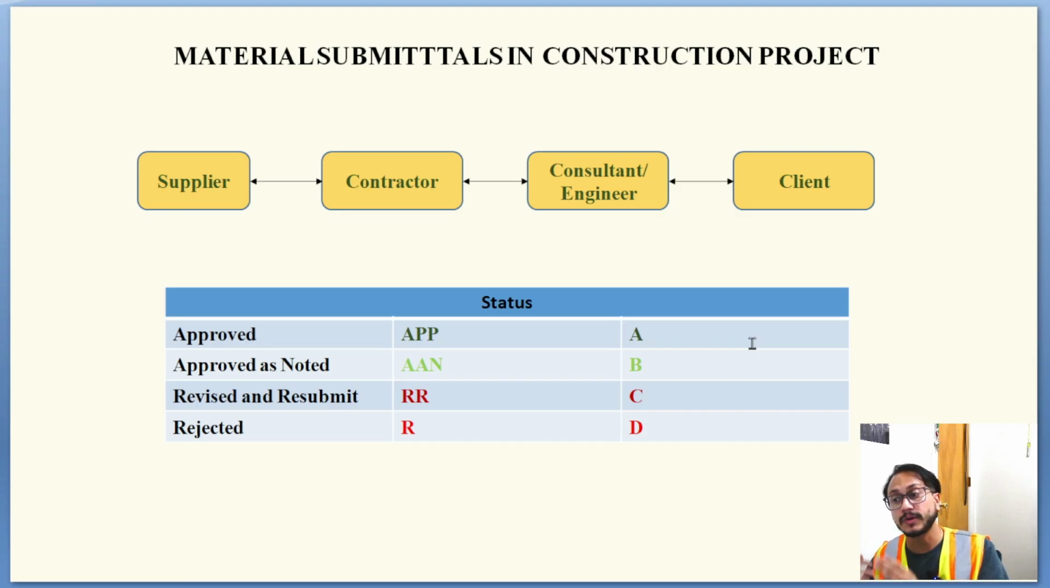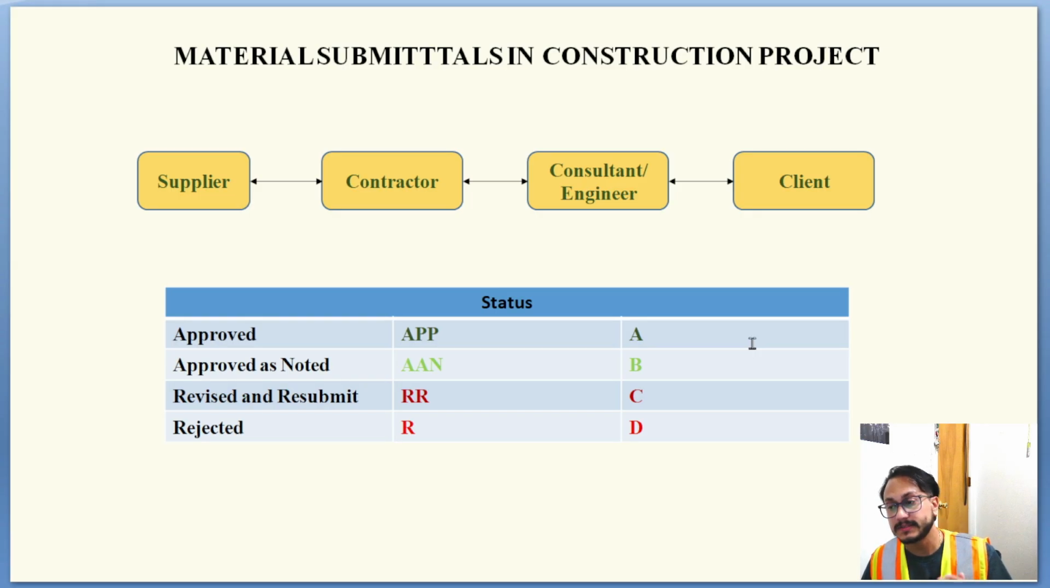So then you submit with the consultant or the engineer, then engineer will review it. So if the engineer finds out that it matches with our standard, they forward this to the client, then client again reviews it, and the contractor will proceed with what to do next. So for example, the status could be approved.